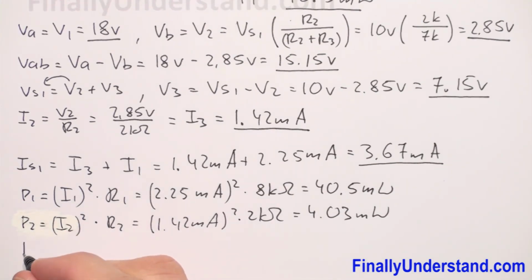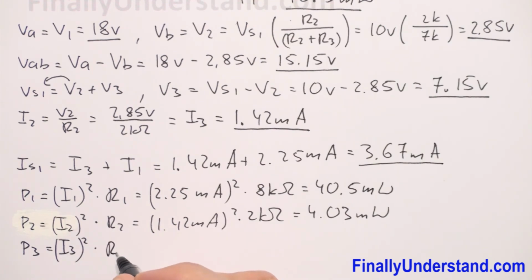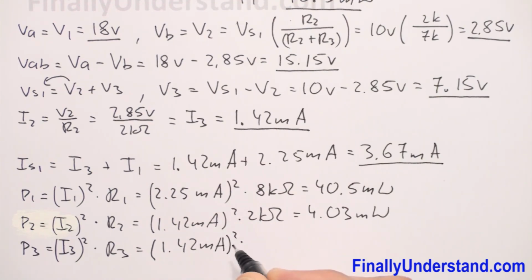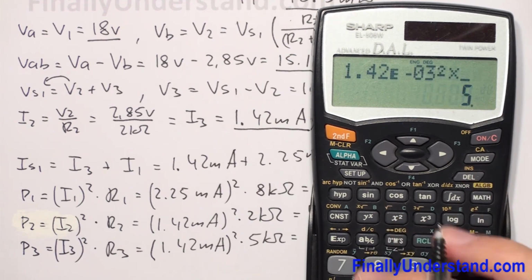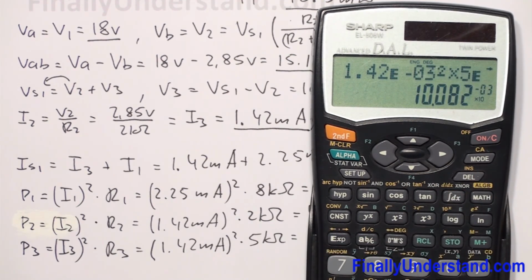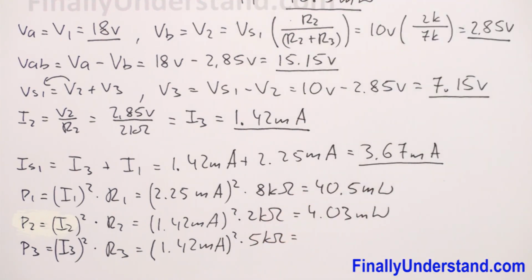Next, we're supposed to find P3. This is I3 to the second power times R3. This is equal, the same current, 1.42 milliamps to the second power times R3, which is equal 5 kilo ohms. And this is equal 1.42 times 10 to the negative 3 to the second power times 5 times 10 to the 3. This is equal 10.08 milliwatts.